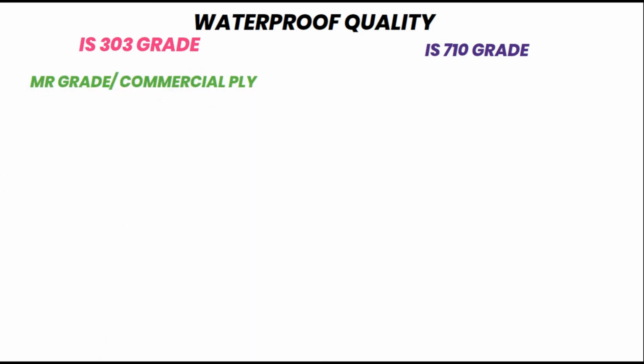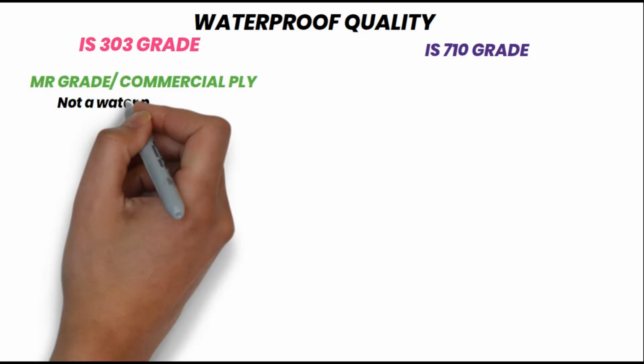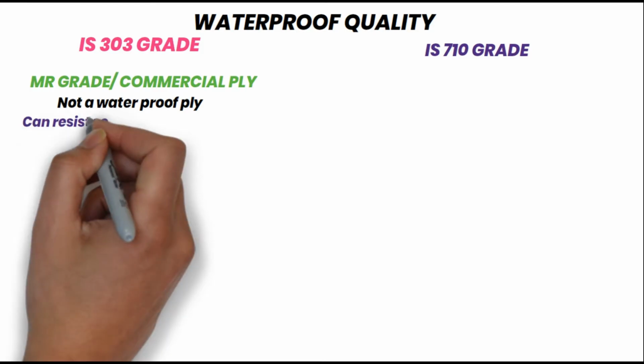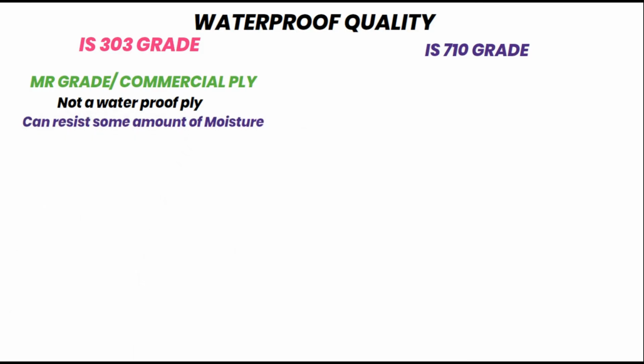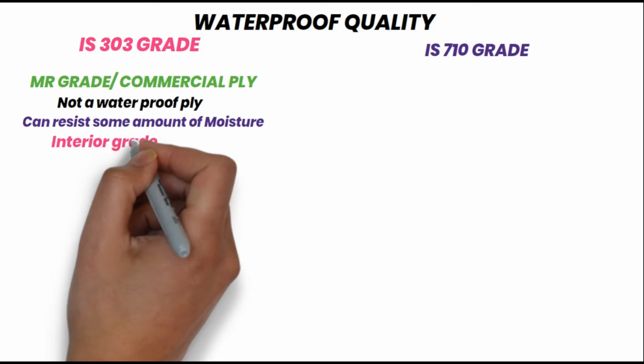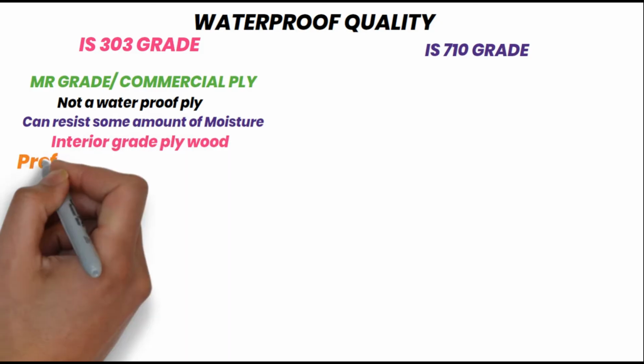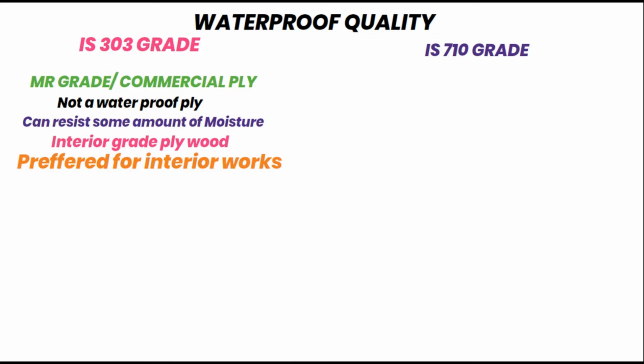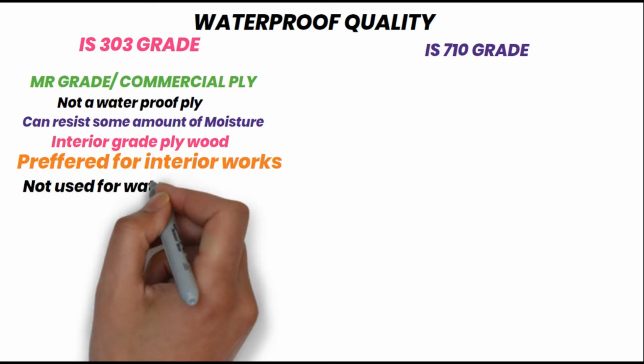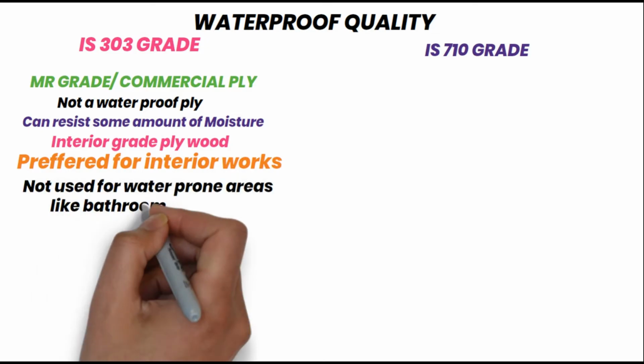The next parameter we are going to discuss is waterproof quality. IS 303 grade. First we will discuss MR grade or commercial ply. Basically MR grade or commercial ply is not a waterproof ply. They can resist some amount of moisture, and it is an interior grade plywood preferred for interior works only. They are not to be used for water prone areas like bathroom and kitchen.